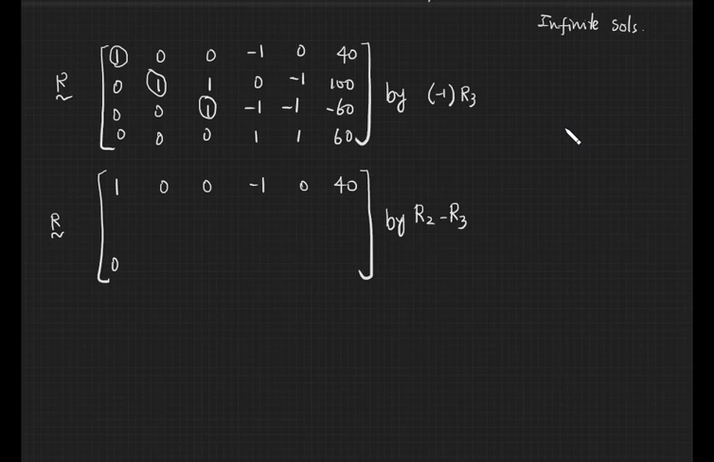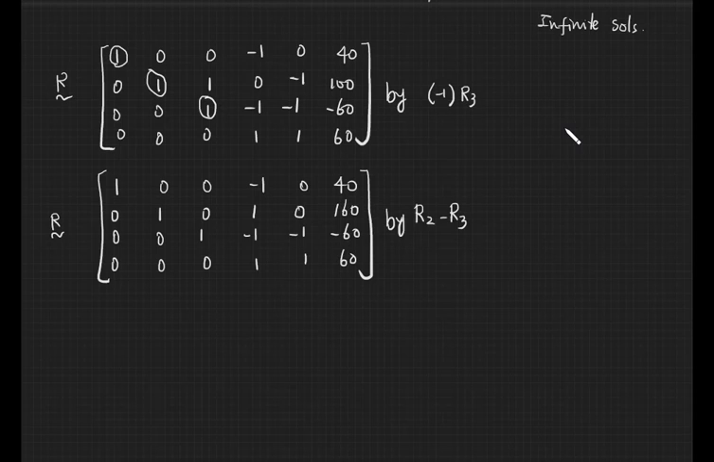R4 will remain same, 0, 0, 0, 1, 1, 60. R3 will remain same because we need to perform the operation in R2: 0 0 1 minus 1 minus 1 minus 60. R2 minus R3. So 0 minus 0 is 0, 1 minus 0 is 1, 1 minus 1 is 0, 0 minus minus 1 is plus 1, minus 1 minus minus 1 is 0, 100 minus minus 60 is 160. Okay.